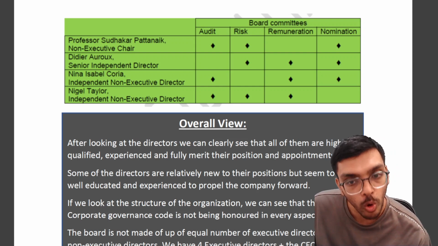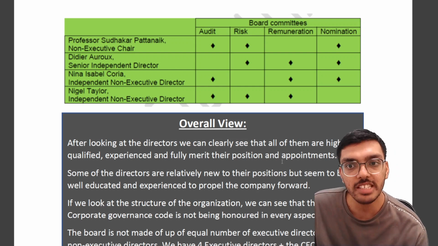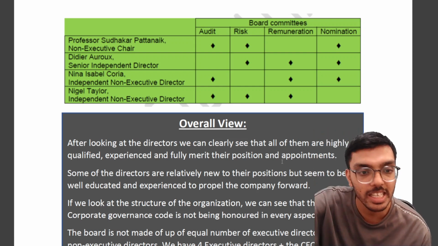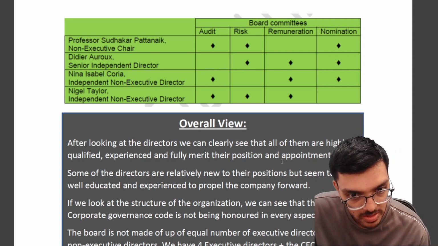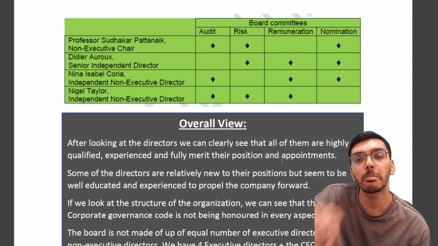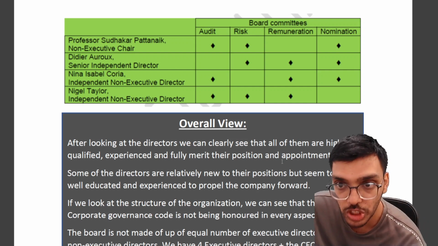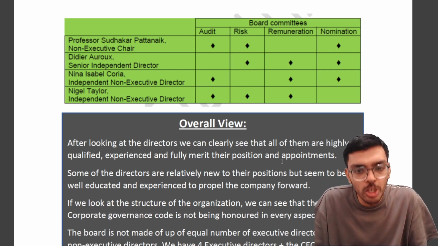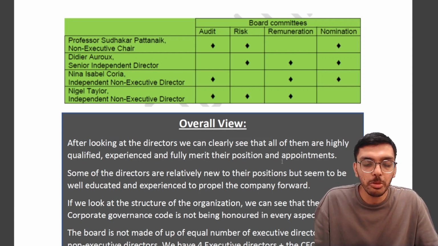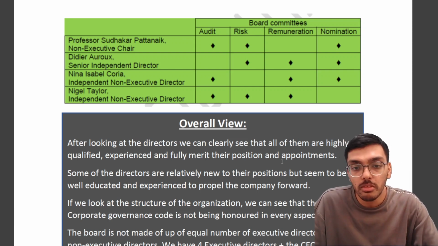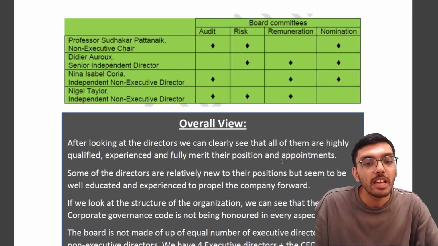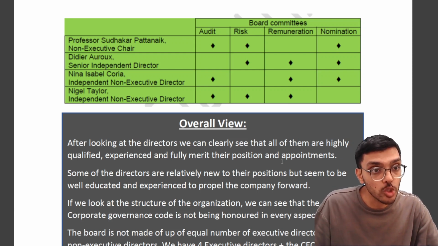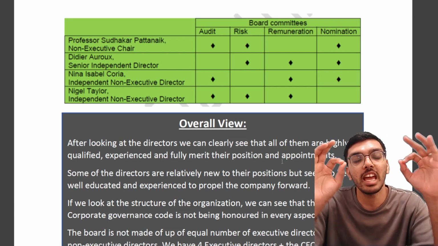After looking at all the directors, we can clearly see that all directors are very highly qualified, they are experienced, and they fully merit their position. They are in that position because of their merit. Some of the directors are relatively new to their positions, but seem to be well educated and experienced to propel the company forward. If we look at the structure of the organization, we can see the corporate governance code is not being honored in every aspect.